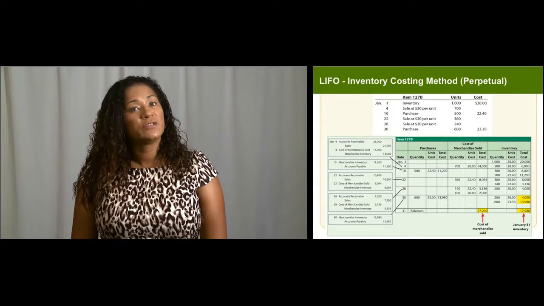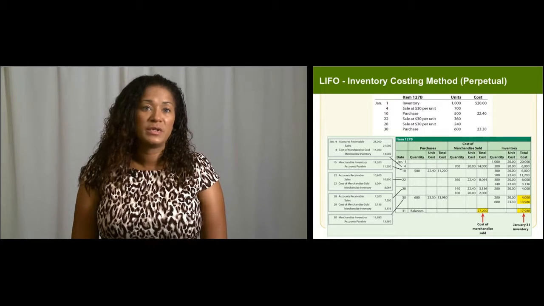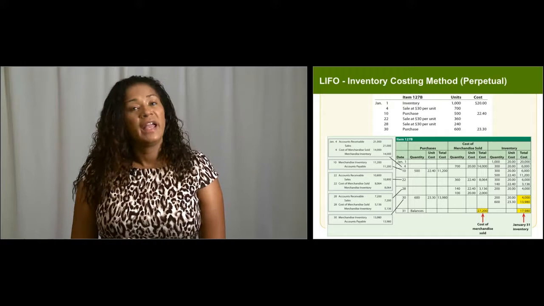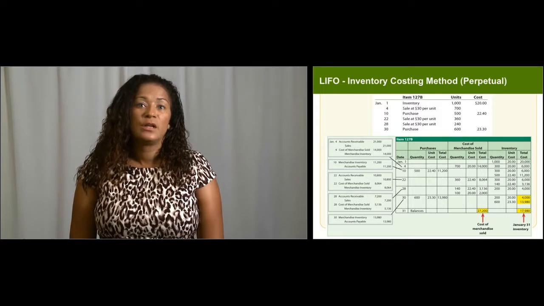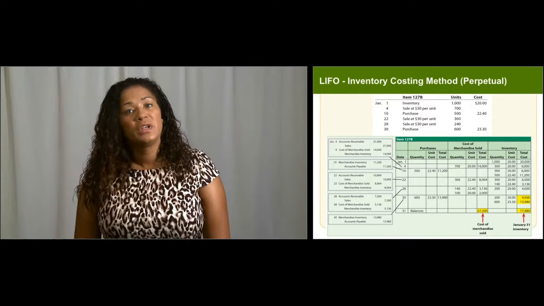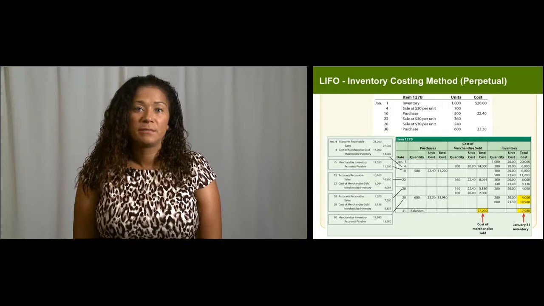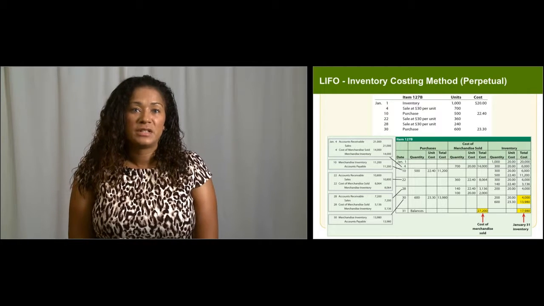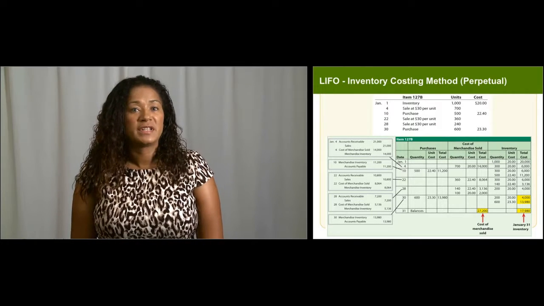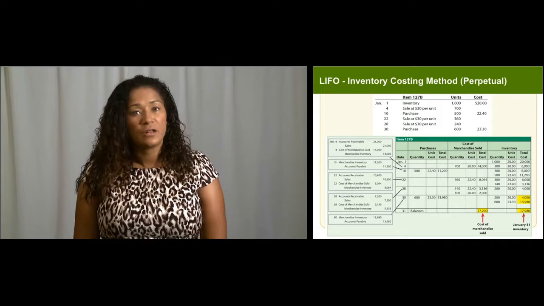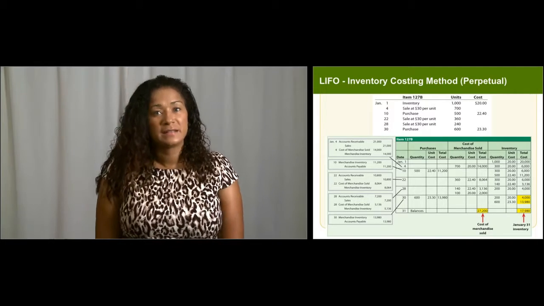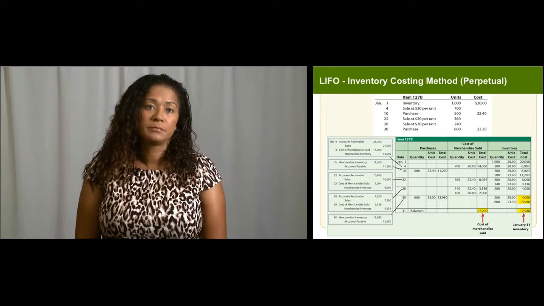Prior to the sale, the inventory balance was made up of 300 units at $20 per unit and 500 units at $22.40 per unit. The oldest units in inventory are the 300 units at $20 per unit. This information needs to be dropped down in the inventory section first by entering 300 in the quantity column, $20 in the unit cost column, and $6,000 in the total cost column.